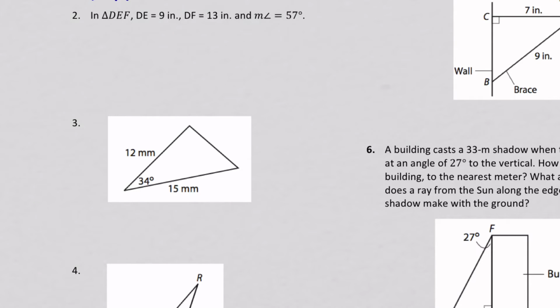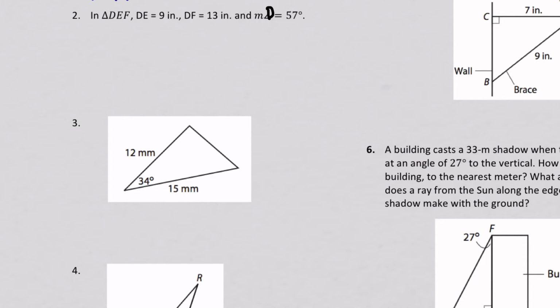Okay, I'm going to show you one more, and then 3 and 4 are going to be for you guys to do on your own, okay? So here we go, number 3. There's a triangle called DEF where DE is 9, DF is 13, and the measure of angle, what's missing here? D. It's missing a letter here, guys. It should say angle D. That's the one missing there.